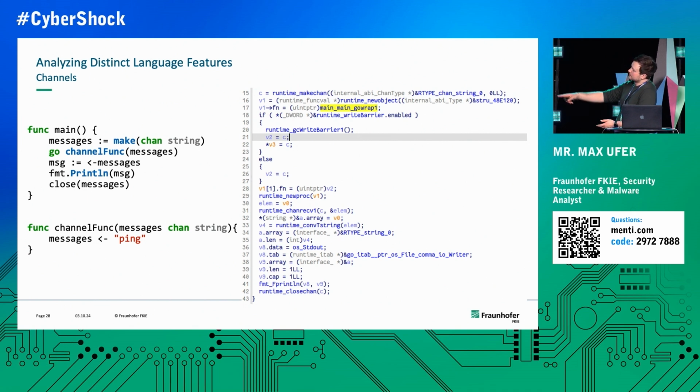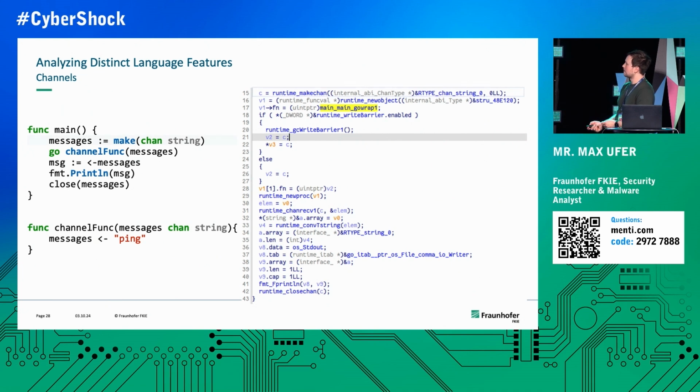And they can be used like this on the left. They are created with the make keyword, which is also used to create different data structures. And then they can be passed to a goroutine as an argument. Then one routine can read from it, like you can see on the top, and the other routine can write to it. This is a very easy kind of inter-process communication mechanism to communicate between different goroutines. So how does this look in the decompiler?